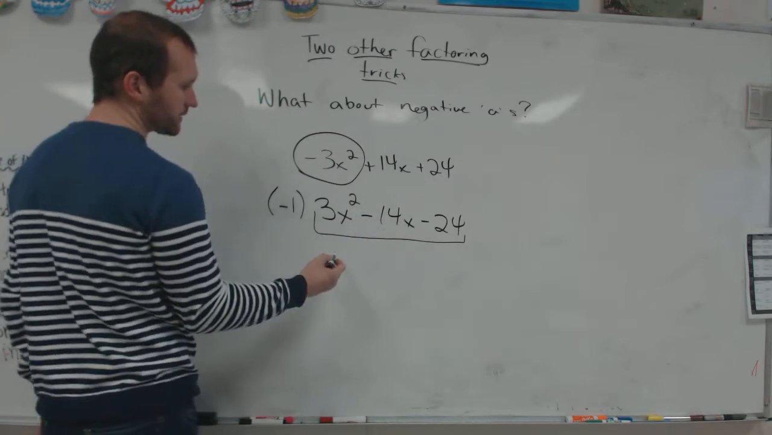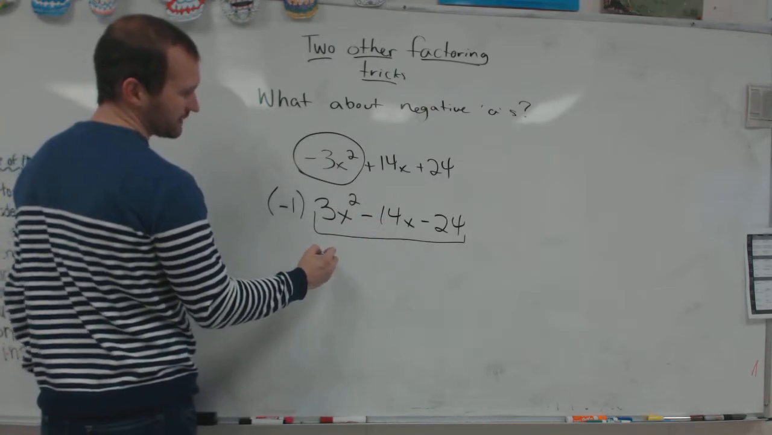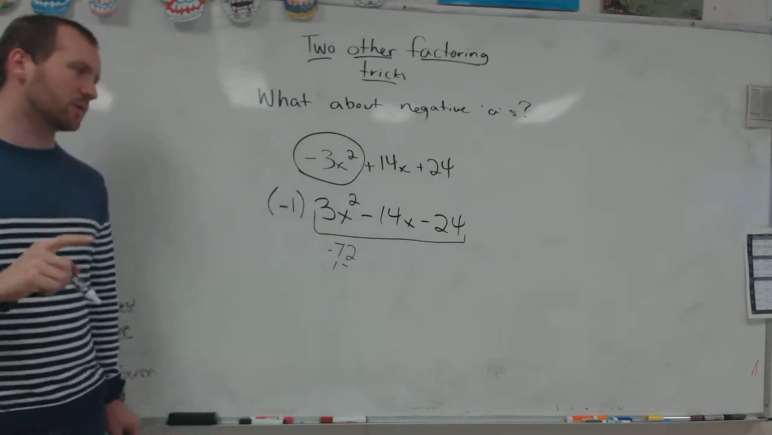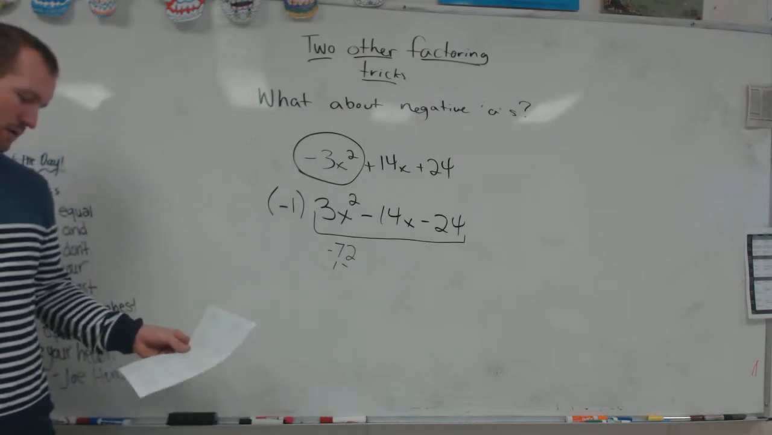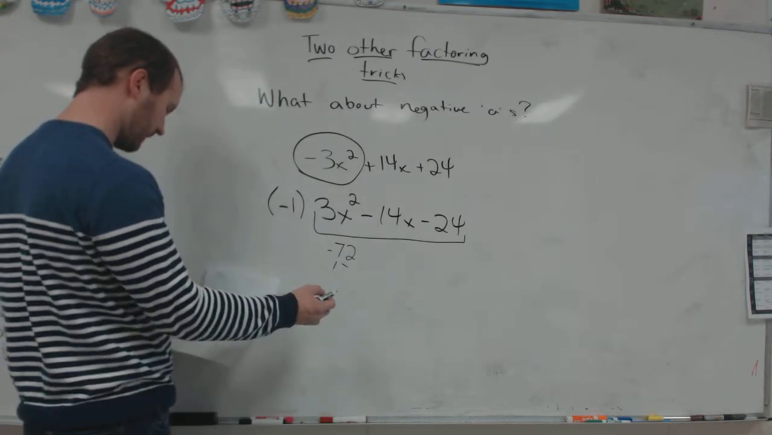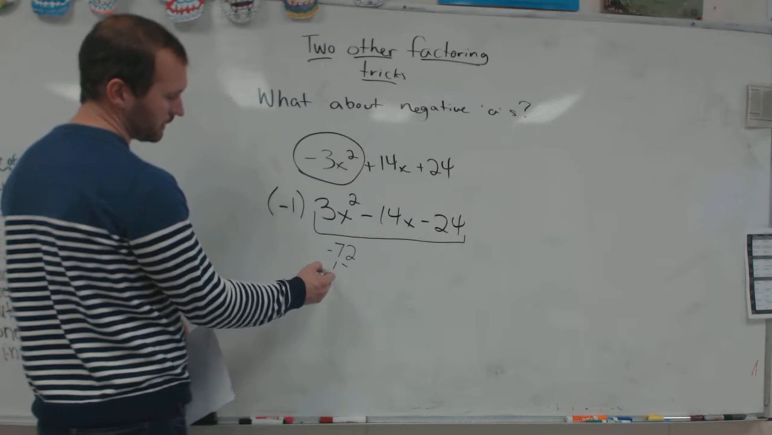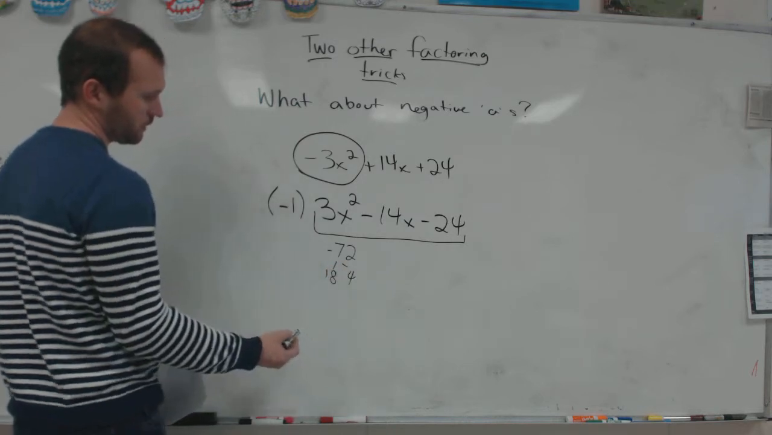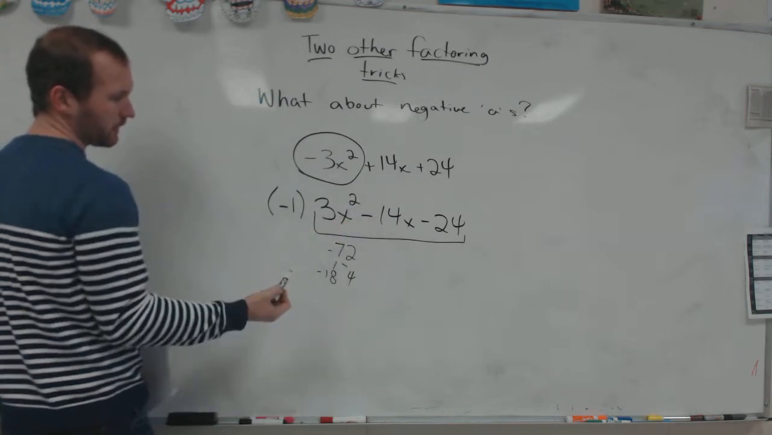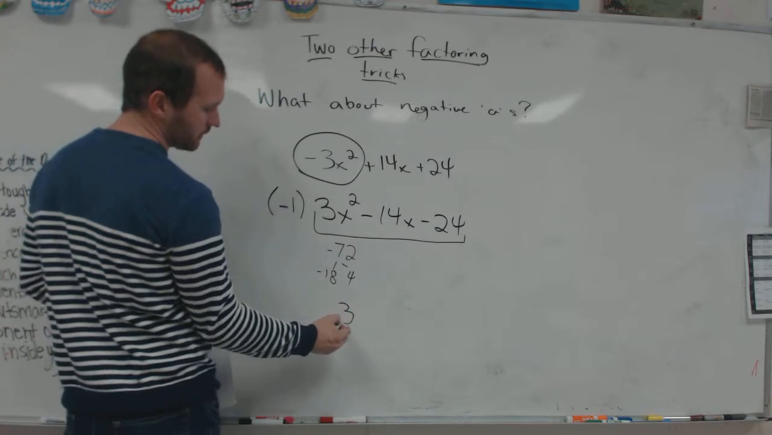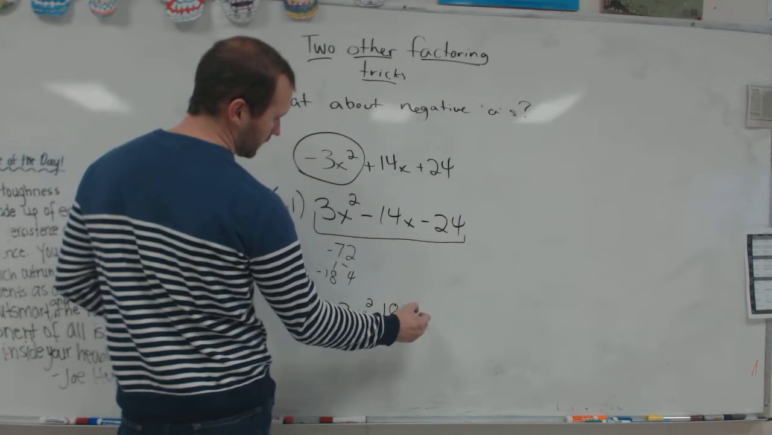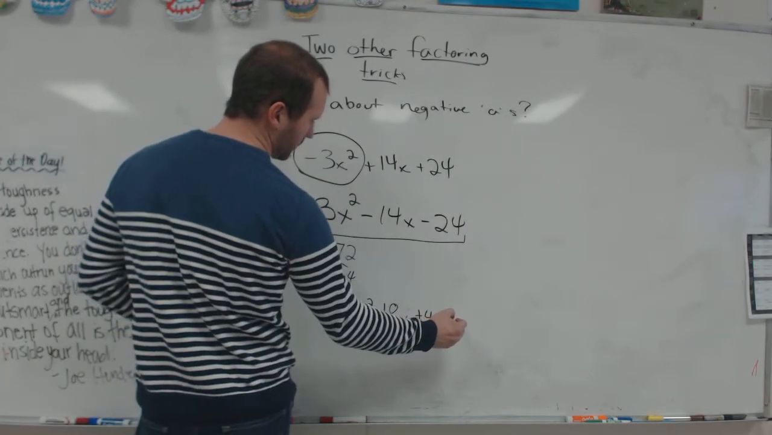So 3 times negative 24 is negative 72. What are factors of negative 72 whose difference is 14? What would they be? Maybe 18 and 4. Which one of those would be negative? 18. The 18, because we want a negative 14. Okay, now I'm going to rewrite this. 3x squared minus 18x plus 4x minus 24.